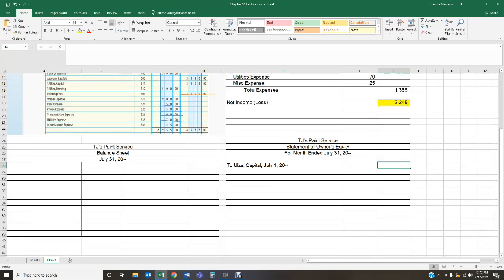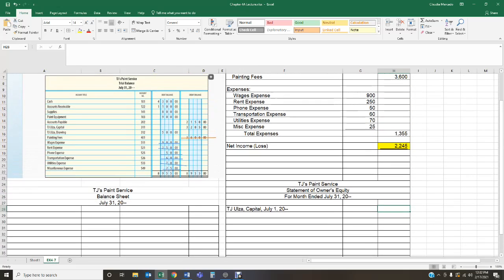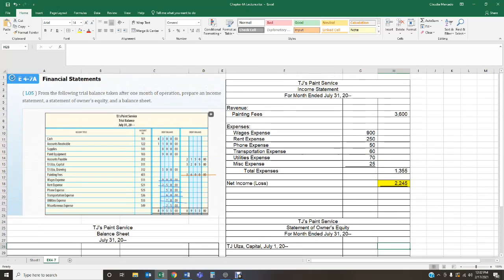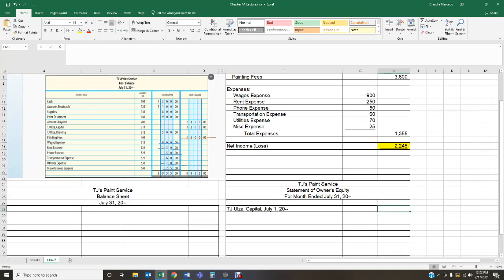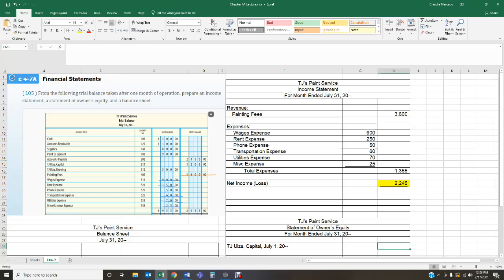Okay? Now, who is TJ Ulsa? TJ Ulsa is the person that has invested into this company. They're the owners of the company. They've made an investment into the company. So we need to go ahead and locate what was their capital starting last month in June?